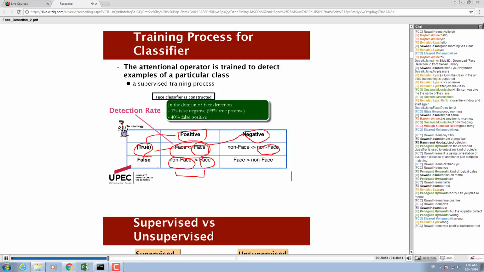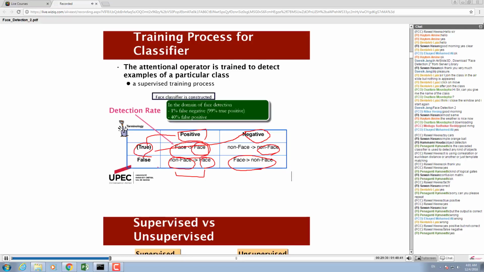And the other case: when I input a real face, but the classifier cannot say it is a face. The classifier is saying it is non-face. So the answer is negative, and this answer is wrong. So in this last case, false negative. Maybe some of you are familiar with this, but I wish everybody to understand these things.